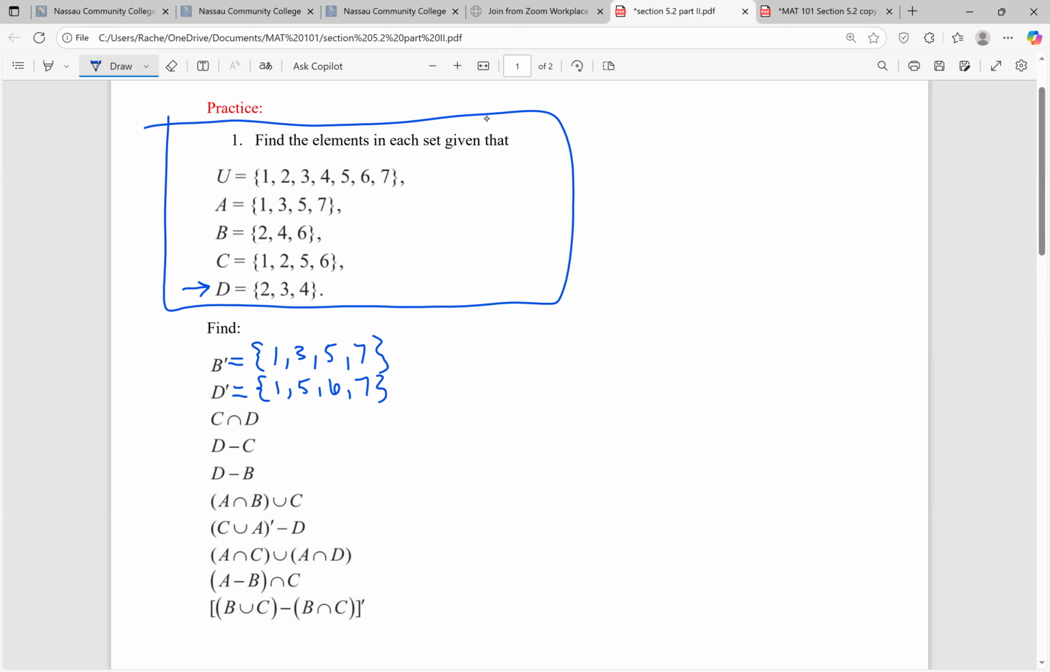Now let's find the set C intersection D. Remember, the upside down U looking symbol is intersection, meaning both. What is in both set C and set D? What do they have in common? They just have 2. So that would be the intersection of C and D, the set that just contains 2.